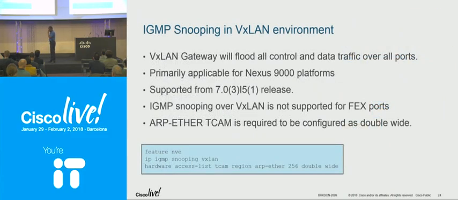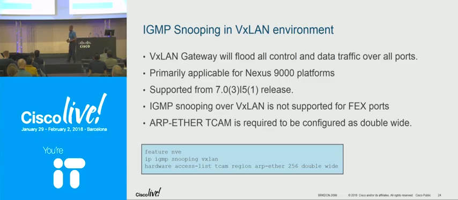So, IGMP snooping in VXLAN environment. IGMP snooping for traditional VLAN is always on, but for VXLAN it's optional. It's not on by default. When you configure a Nexus switch as a VTEP, and if you have IGMP snooping enabled, by default the NV interface or the tunnel interface will always be included as a port and flood all the control plane and the data plane. Whatever the BUM traffic is will keep on flooding over the NV interface, which is the VTEP interface.